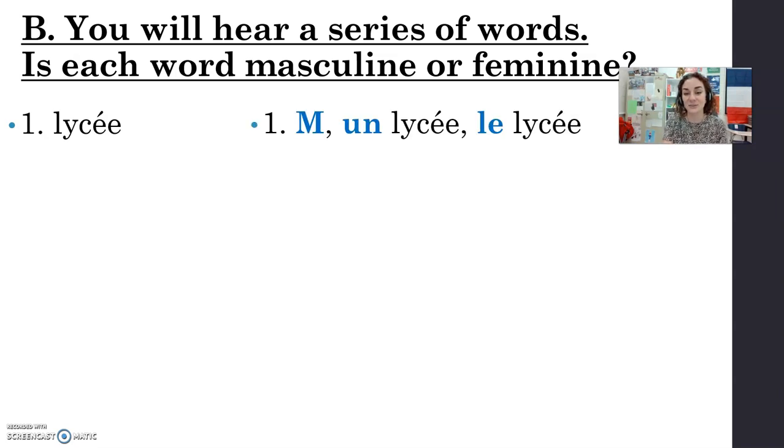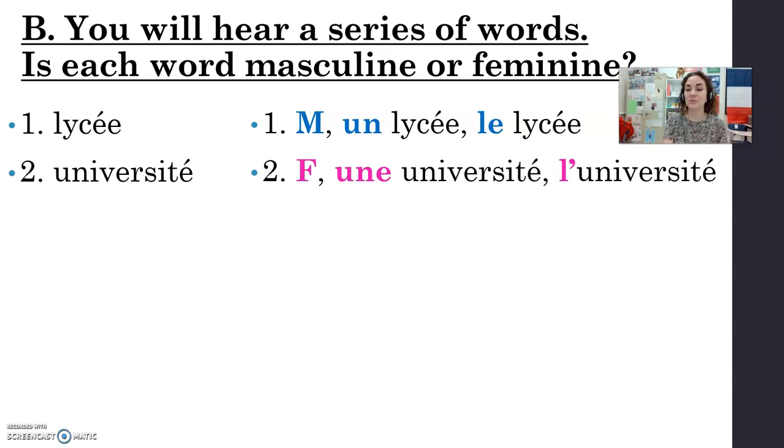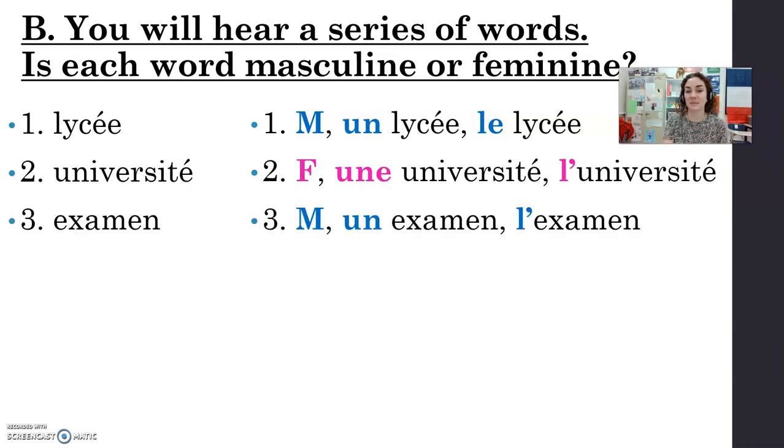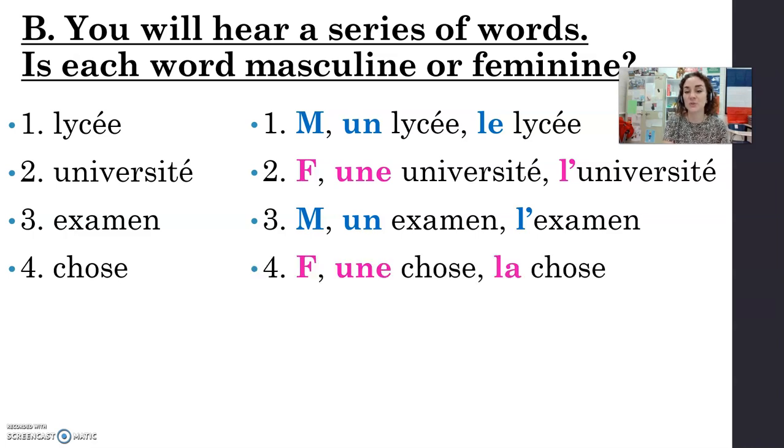Lycée, le lycée. Un lycée, it's masculine. High school is masculine. Université, une université, l'université, college is feminine. Examen, un examen, l'examen, masculine. Chose, une chose, la chose, the word thing is feminine. Une chose, a thing.